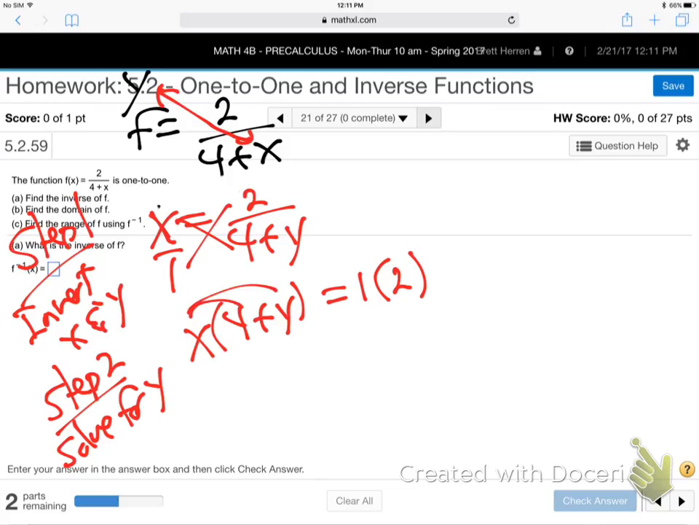And then distribute. So we get 4x plus xy. 1 times 2 is just 2. Good to there. So we switched x and y, inverted x and y, and then we solve for y. That's how you always find the inverse function. Just 2 steps: switch x and y, and solve for y.